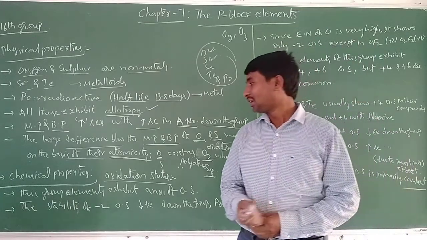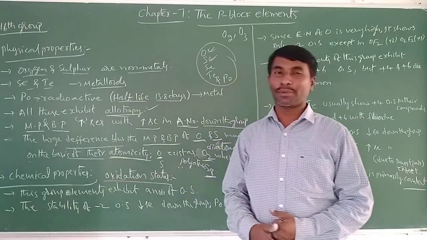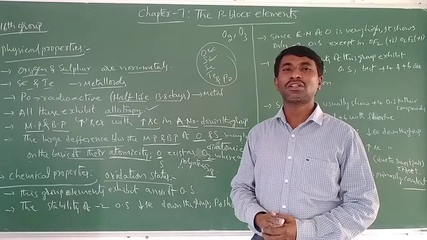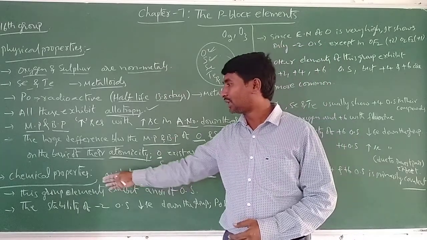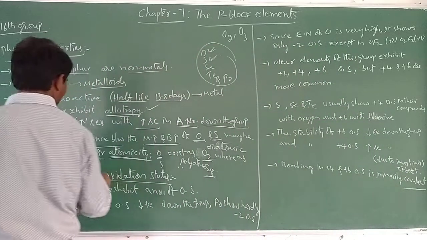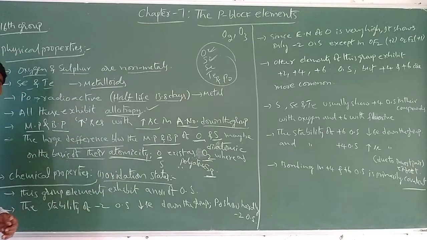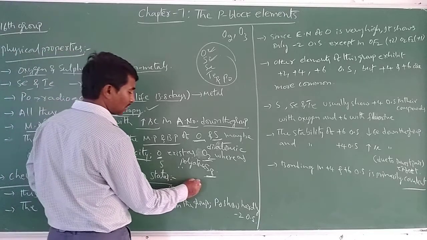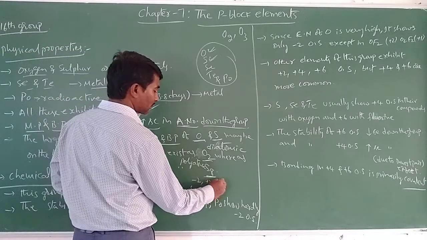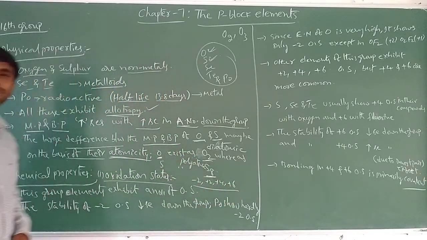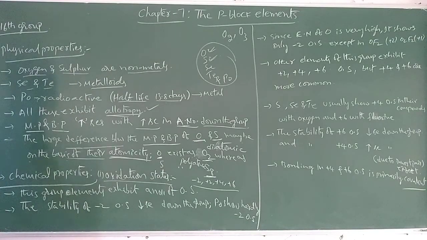Now this is the physical properties of 16th group elements, and now we go to the chemical properties. The first one is oxidation states. 16th group elements show a number of oxidation states: -2, +2, +4, +6.